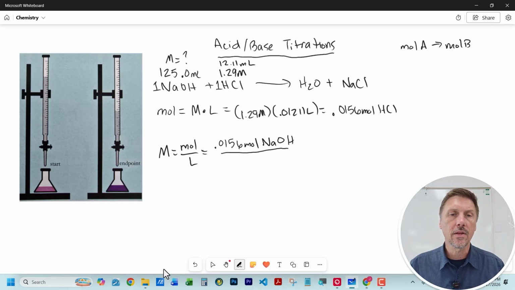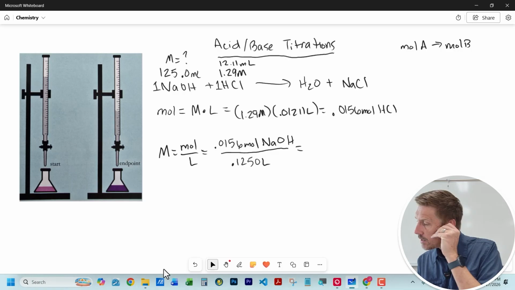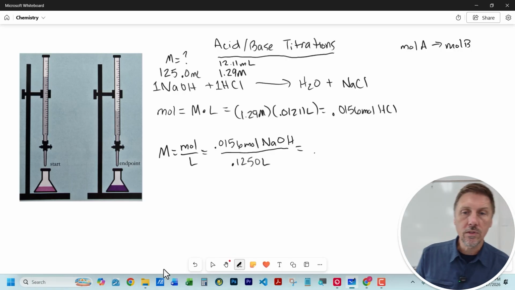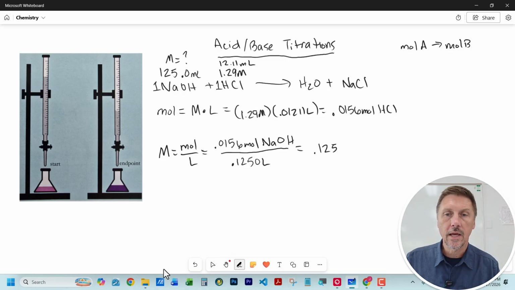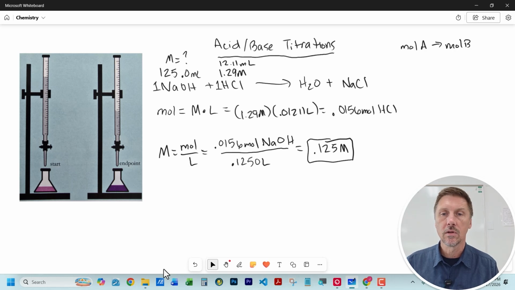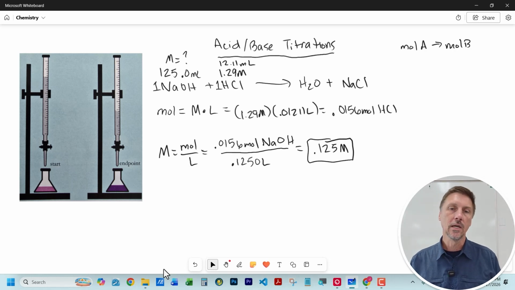And then you're going to divide it by the number of liters of sodium hydroxide, which they told us was 125 milliliters. So we're going to change that to 0.1250 liters. And we punch that in our calculator to get 0.125 as the molarity for our NaOH solution. Right, so that was really straightforward and easy.